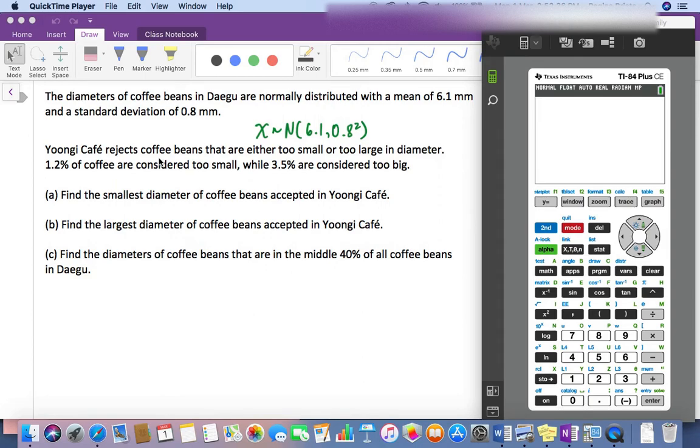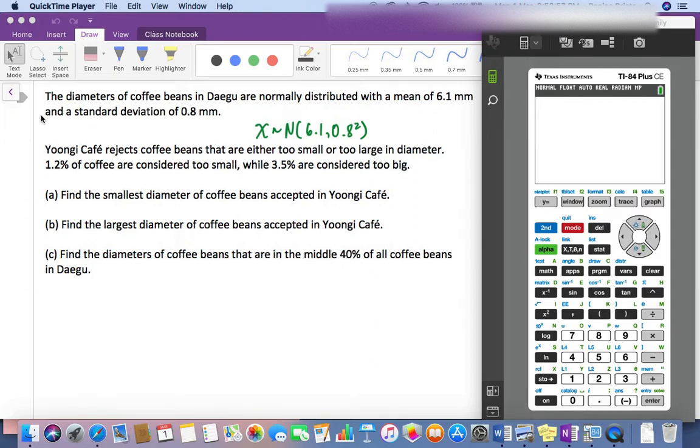Okay, so now we're going to talk about the inverse normal functionality in your TI-84 calculator. We use this if we are given the probabilities or the area under the curve and we're looking for k values, or what we call quantiles.